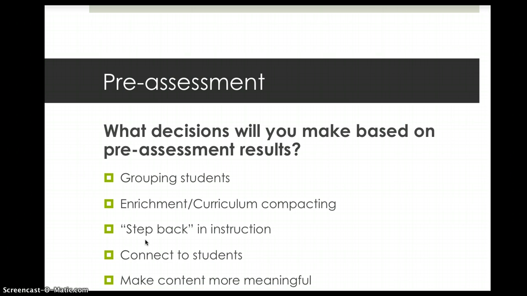And to connect to students, as I mentioned before, knowing their learning styles, knowing their interests, knowing where they're holding vis-a-vis certain content, helps us connect to the students and similarly make the content more meaningful to them.